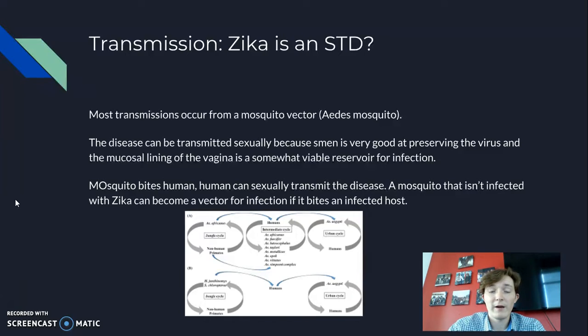We also recently found out from the 2013-2014 case that Zika is actually kind of an STD. It can be sexually transmitted because the semen in men tends to actually be a good preservative for the Zika virus, and the epithelial lining or the mucosal lining of the vagina for women is actually a somewhat viable reservoir for infection.